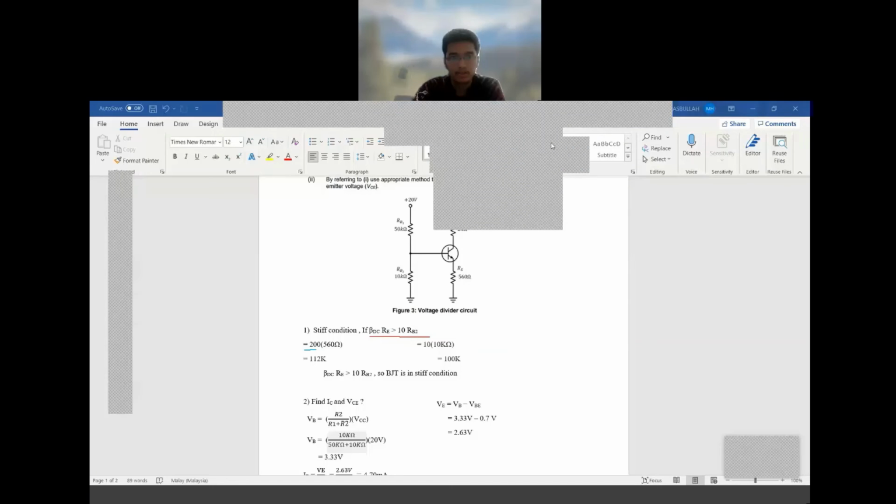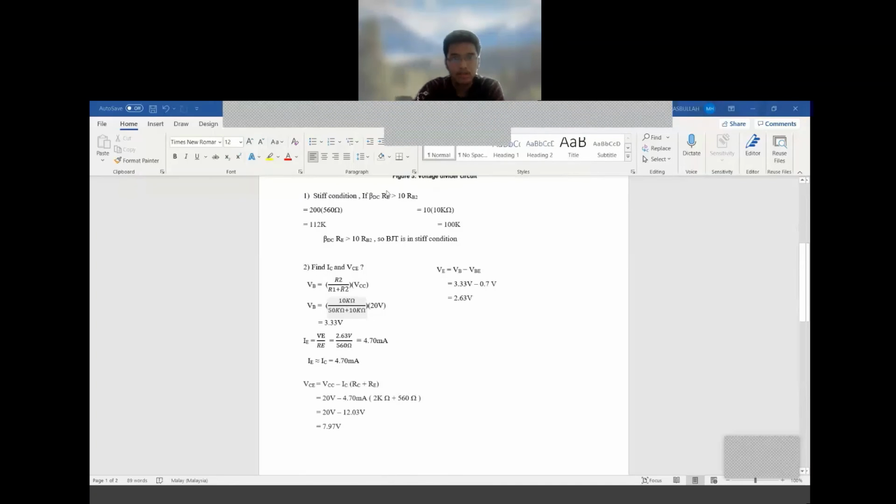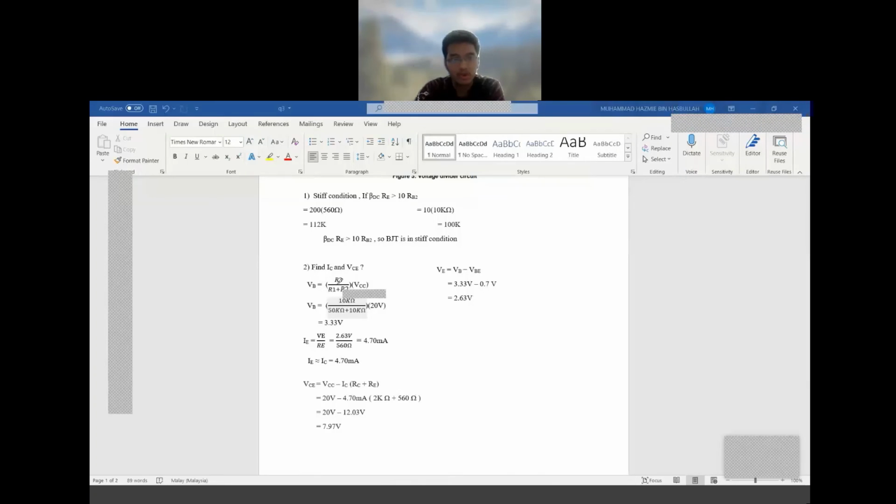The second question is to calculate the collector current and collector to emitter voltage. So the first step is we must find VB. We must use this formula, VB equal to R2 over R1 plus R2 times VCC. So we insert the values of R2 and VCC, and get 3.33 volt.